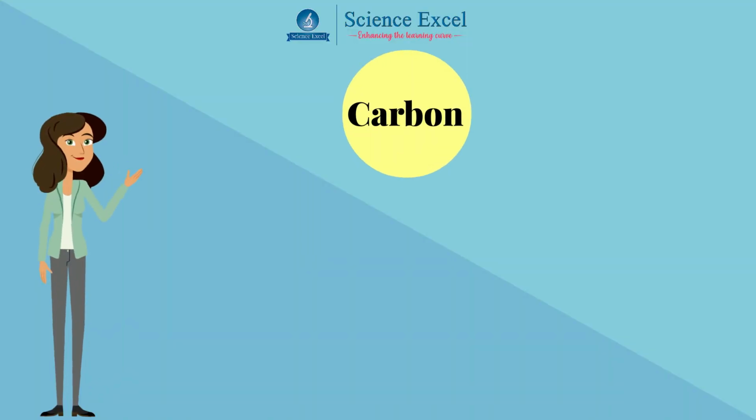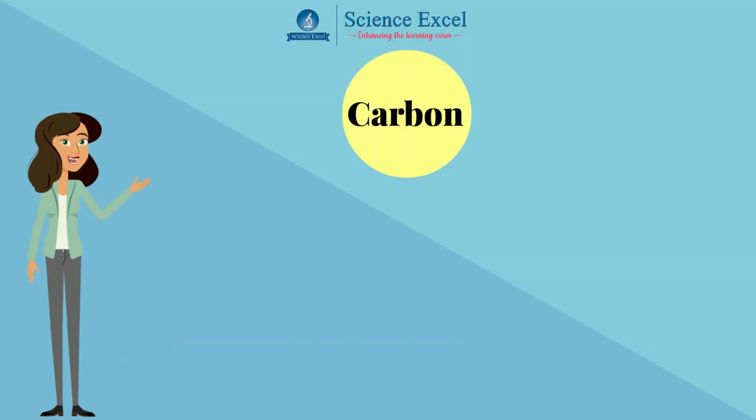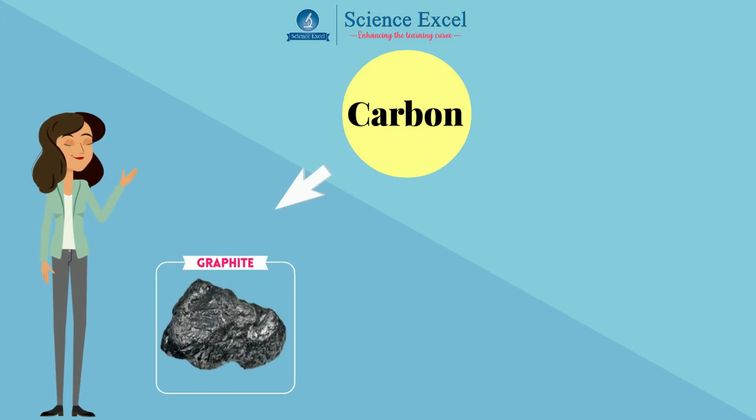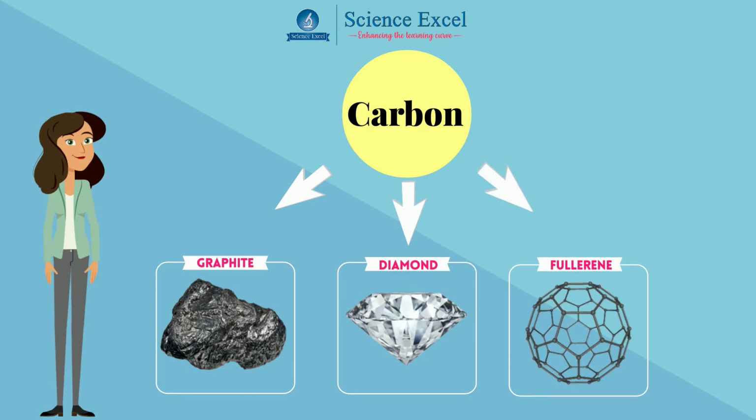It occurs in different forms in nature with widely varying physical properties called allotropes of carbon. The well-known allotropic forms of elemental carbon are graphite, diamond and fullerene.